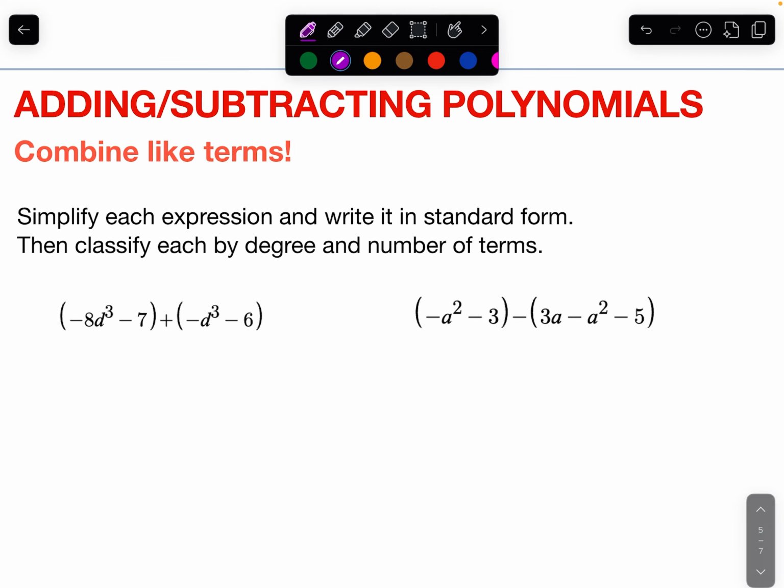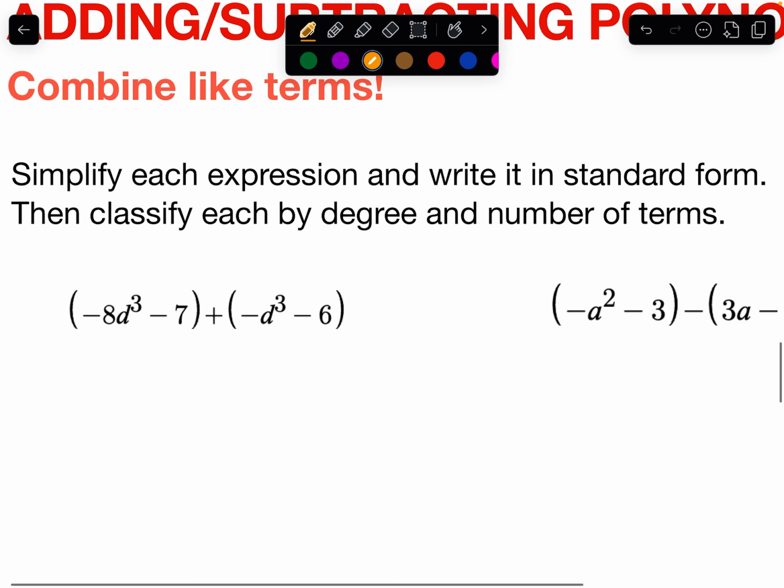So we're going to do two things at once here, two objectives at once. We're going to practice simplifying, we're going to practice writing in standard form, and now that we've got this vocabulary, we will practice classifying these polynomials as well. So consider this expression here. We are adding these two polynomials together. These parentheses are really not necessary because this is an addition problem after all, right?